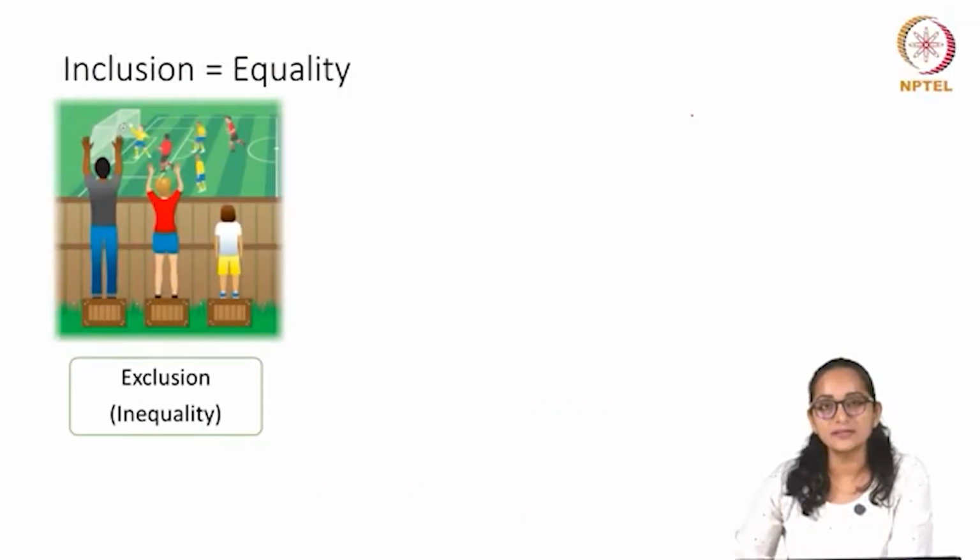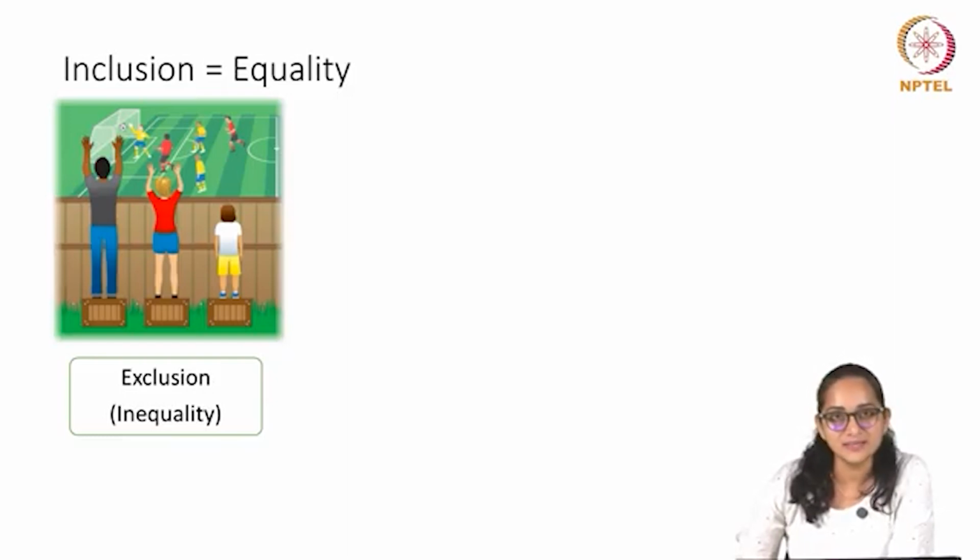So I think we have already seen this image earlier in the course, and we would like to revisit it just to understand the meaning of the word accommodation in terms of accessibility. Imagine a scenario where there are three diverse people, having varied heights, and they want to access a football match.